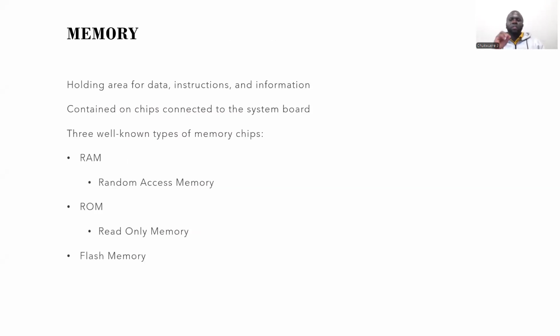And what is memory? As humans have memory, what does memory do for you? It is a holding area for data, instructions and information. It is contained on chips connected to the system board, to be able to remember. Sometimes that is what your memory does, right? And for that to happen inside a computer, it happens the same way. You have your long-term and short-term memory. So you have your RAM, random access memory, and your ROM, read-only memory, and you have your flash memory.